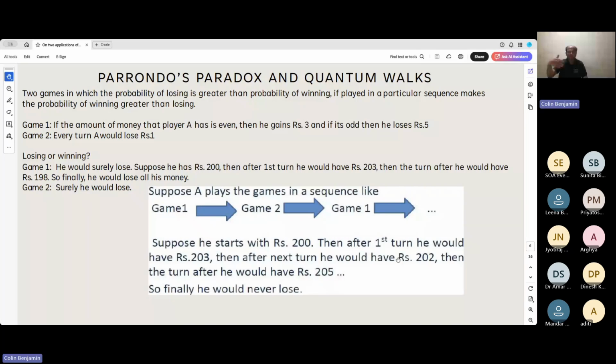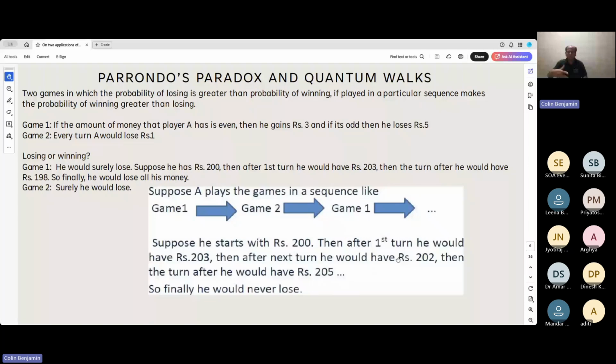Game 2 is that at every turn, player A would lose rupees 1. Now, obviously, in game 2, he would lose all his money after 100 turns. But now, if I play it in this manner, that I play game A first, then I play game 2, then I play game 1, and I repeat this, what happens?